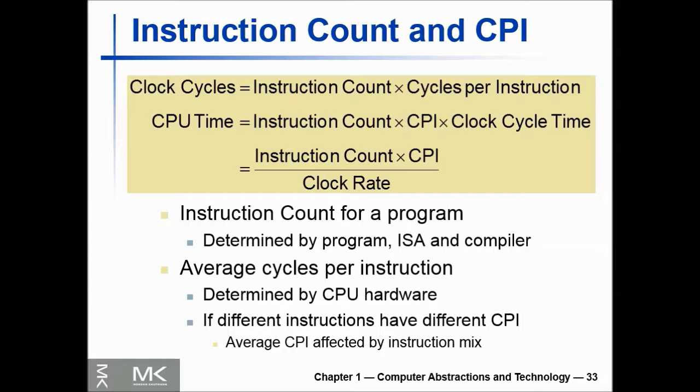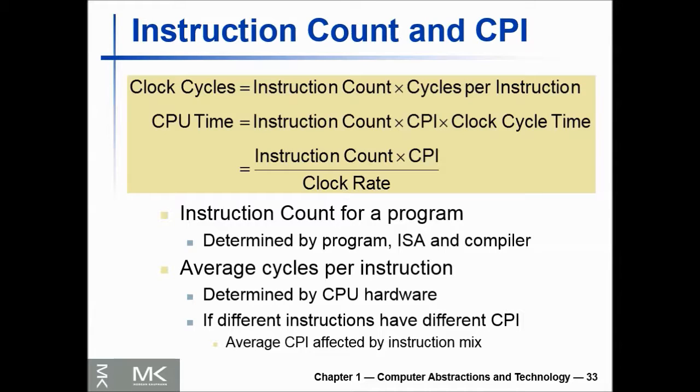We put this equation into our CPU time equation. We get CPU time is equal to instruction count multiplied by CPI multiplied by clock cycle time. And we also write our CPU time equation as CPU time is equal to instruction count multiplied by cycles per instruction divided by clock rate.